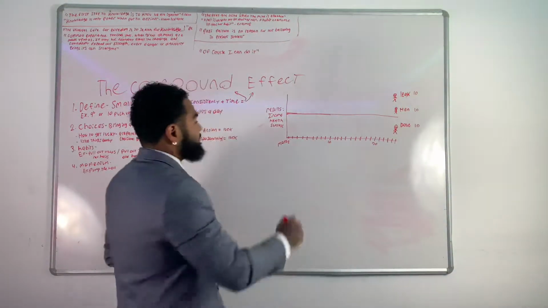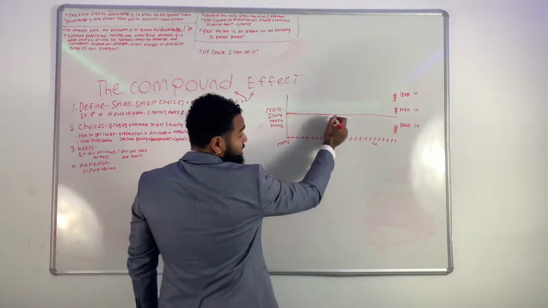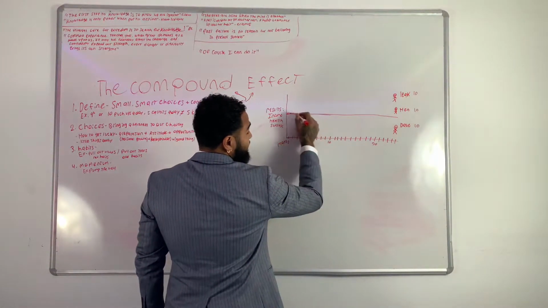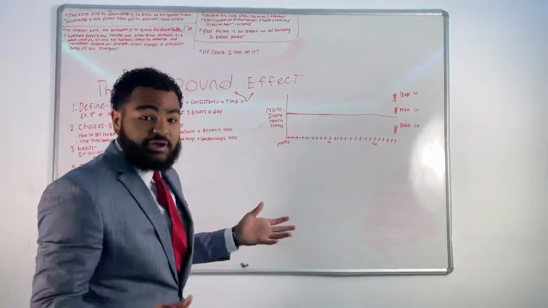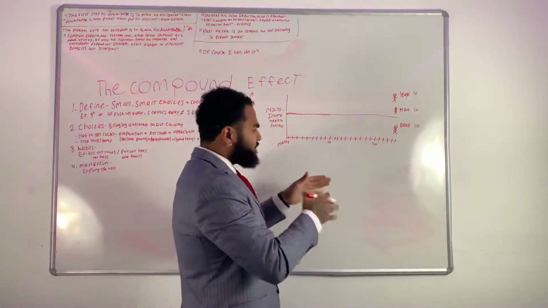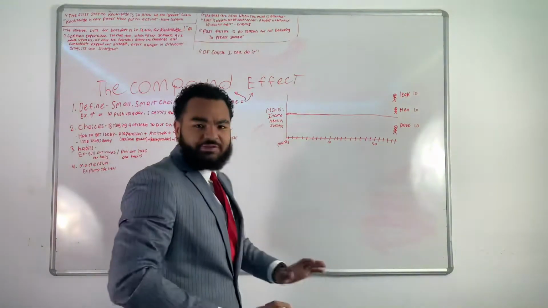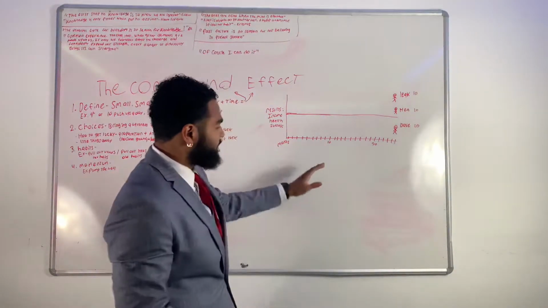So what we're going to see is that until we get to about 10 months, everybody looks about the same. This is where we'll get into the compound effect. Everybody looks like they're on the same pace. Dave ain't been doing nothing, but he's still as big as me. I don't know how, but that 10 months ain't really do nothing.